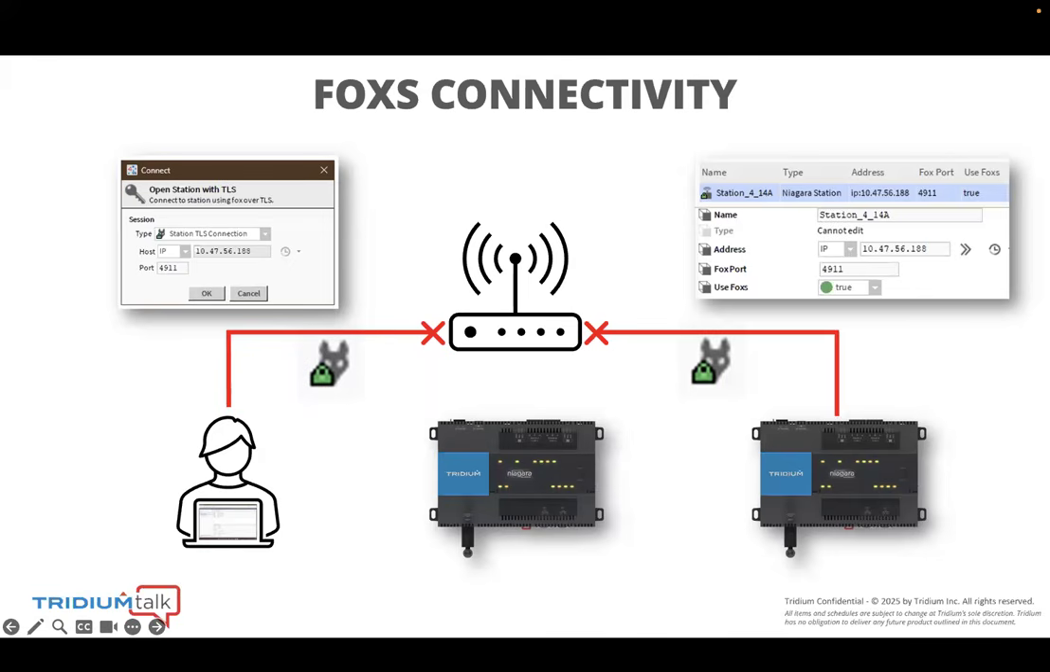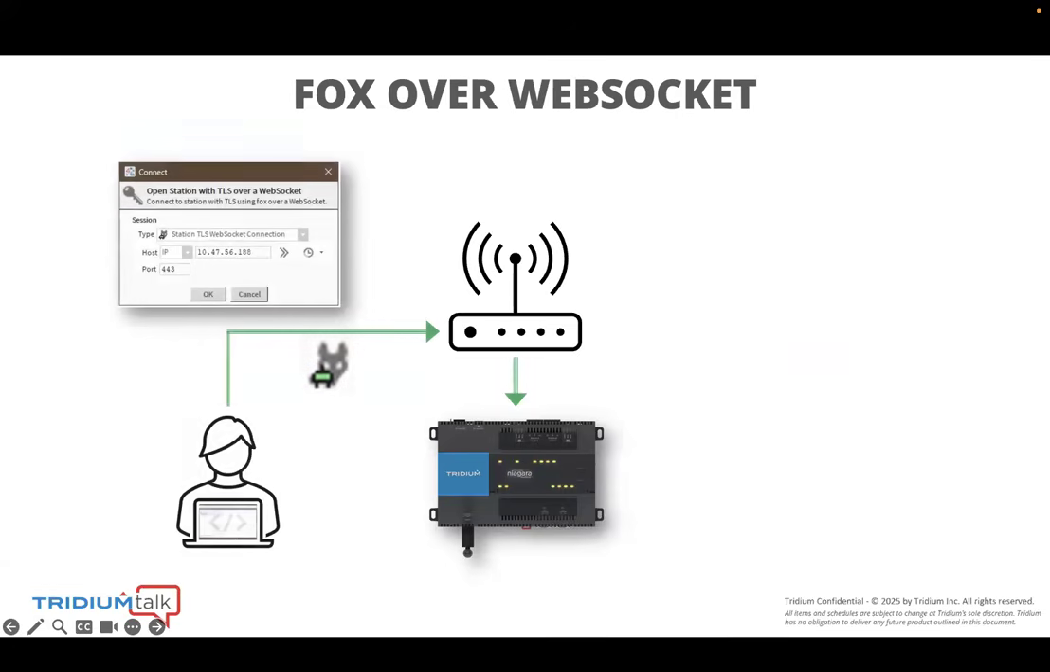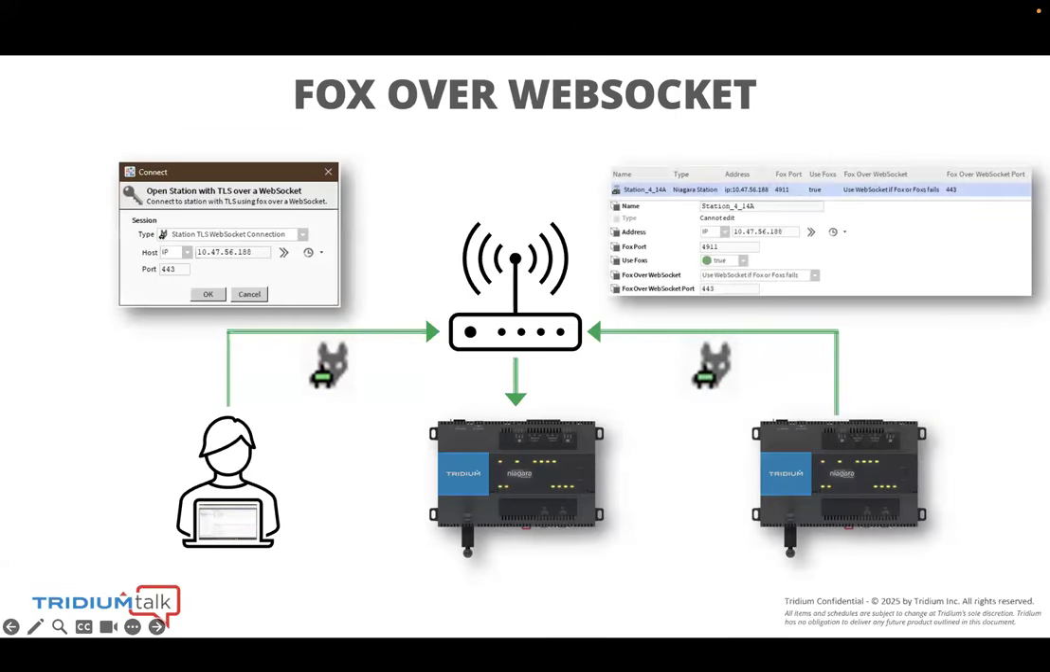While it's inconvenient if you're trying to connect from a workbench, it's a much bigger issue if it disrupts station to station communication, which can impact how a building is operating. To help address what we just talked about, Niagara 415 introduces a new feature, Fox over WebSocket. This enhancement allows Fox traffic to be encapsulated inside a WebSocket, which means it can now travel over HTTPS through the station's web service. So, what exactly is a WebSocket?